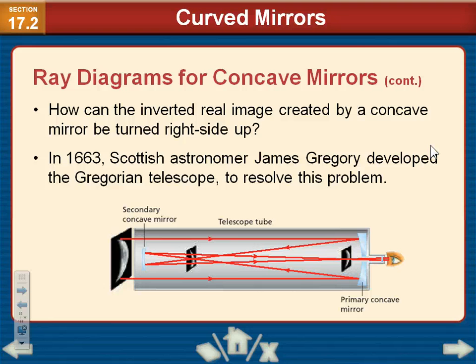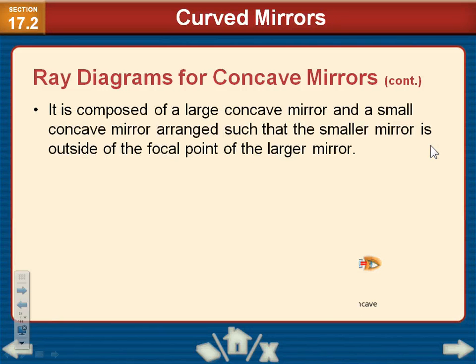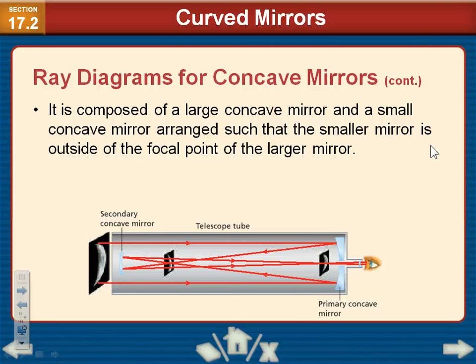In 1663, a Scottish astronomer came up with this idea. Again, it's composed of a large concave mirror, this one back here, and a small concave mirror up here, arranged so that the smaller mirror is outside the focal length of the larger mirror.